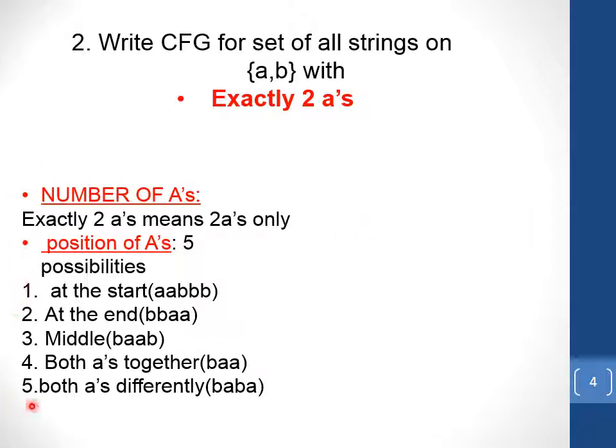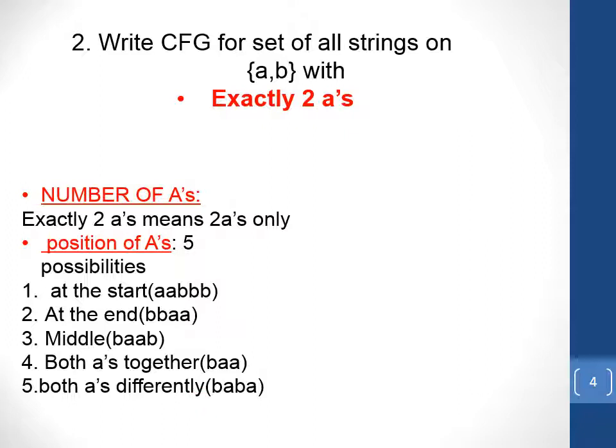Now for the position of a's: for at the start we keep a capital X before an a, for at the end we keep an X at the end, and for the middle we keep a capital X. So the overall rule would be S → XaXaX. Now both a's together and both a's separately are satisfied by letting X go to epsilon. That suffices for the together and separate conditions as well.